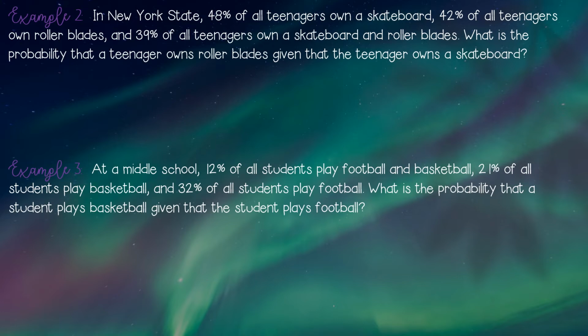These ones can be a little bit tricky. But once you get the formula down, it's not terrible. It's just understanding how to read the problem and pull the right number. So it says, in New York State, 48% of all teenagers own a skateboard, 42% of all teenagers own rollerblades, and 39% of all teenagers own a skateboard and rollerblades. What is the probability that a teenager owns rollerblades given they own a skateboard?